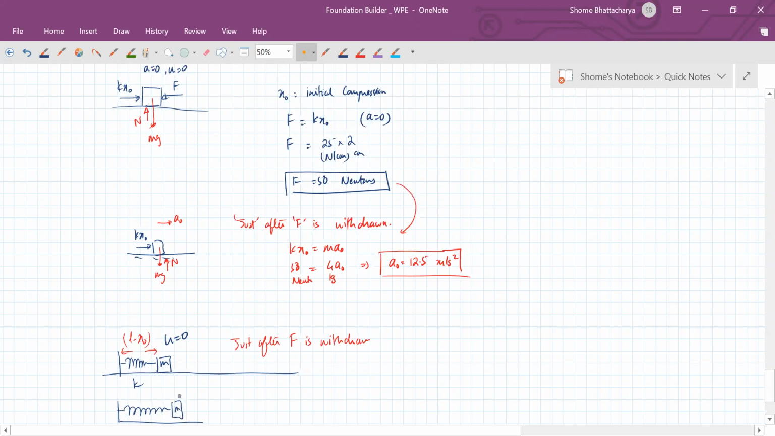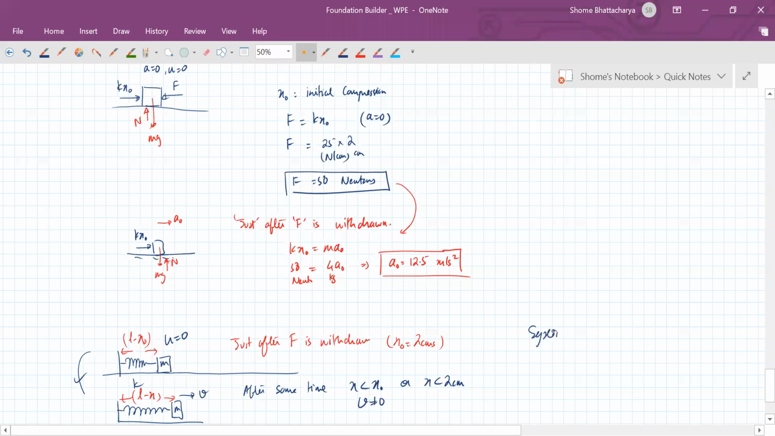Now after some time, the spring is still compressed, but by a lesser amount. The compression has changed from 2 centimeters to something lesser than this. So you can see x naught was 2 centimeters. Now this is after some time. So the compression of the spring has become less than x naught, or x has become less than 2 centimeters, but the speed of the block has become non-zero now. So between this and this, you apply work energy theorem.